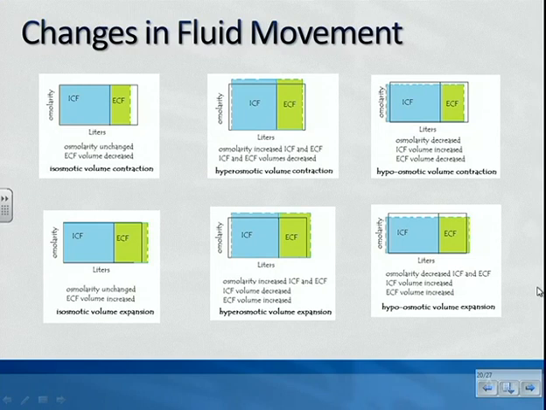Diarrhea. When you have diarrhea, you're losing fluid and the contents in it. That is isoosmotic volume contraction. Another example would be hemorrhaging. You're losing fluid and electrolytes.